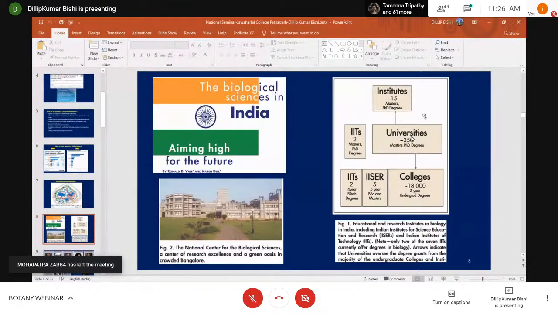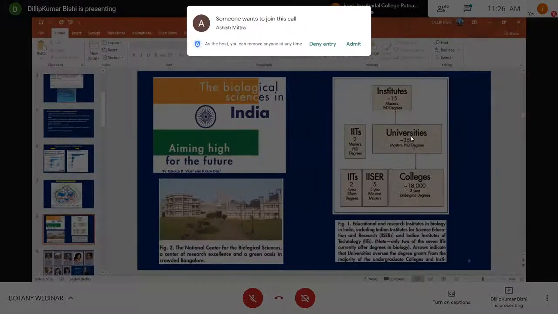So this is the context of biology science research, particularly in India. And the best one that we have is the National Centre for Biological Sciences in Bangalore. This is the best biological science institute that we have in India as of now. Apart from this, we have some institutes that offer masters and PhD degrees, and we have so many universities that offer both masters and PhD degrees.